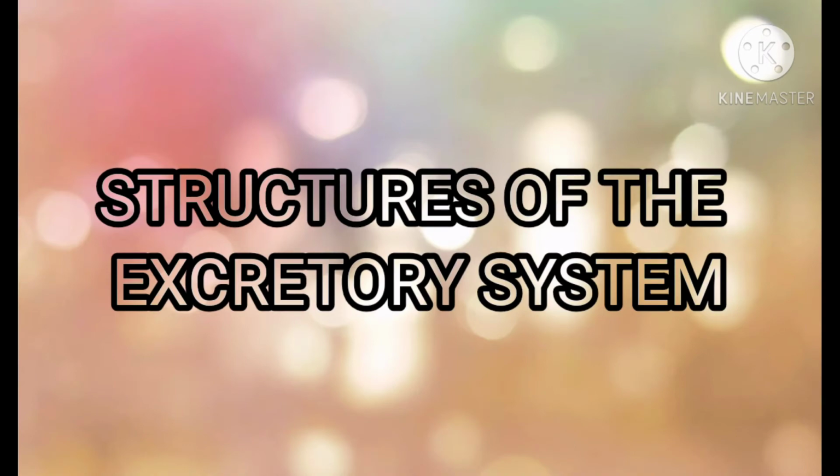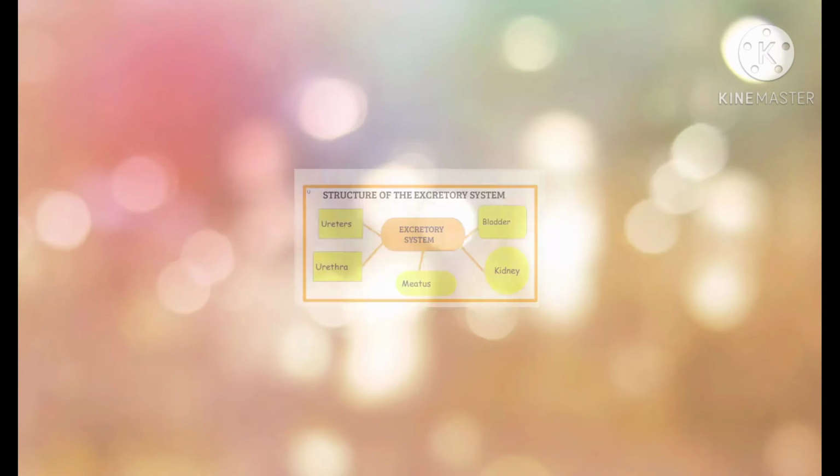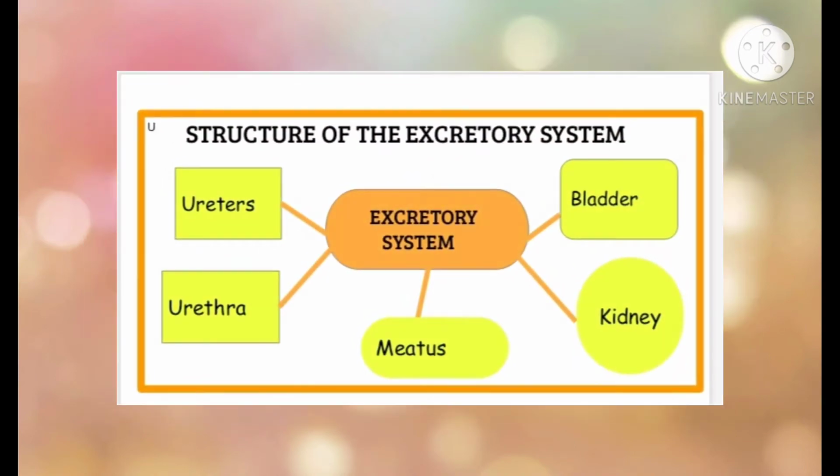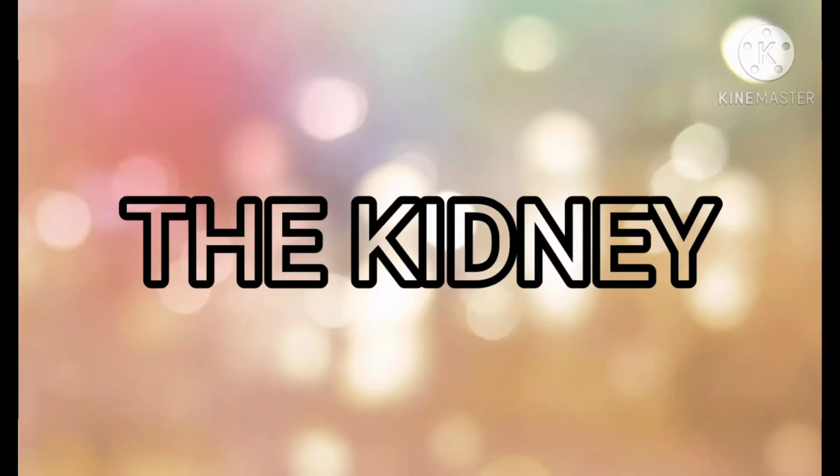Structures of the excretory system. There are the ureters, urethra, meatus, kidney, and bladder. The kidney.